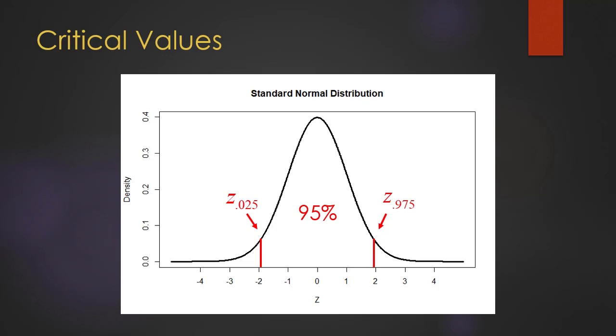Now typically what we do is we only take the upper critical value. That's because these critical values are symmetrical. The Z of 0.025 is the same as the Z of 0.975 if we look at the absolute value. That is, if we look at it without the sign. So the Z of 0.025 is simply the negative version of the Z with 0.975.